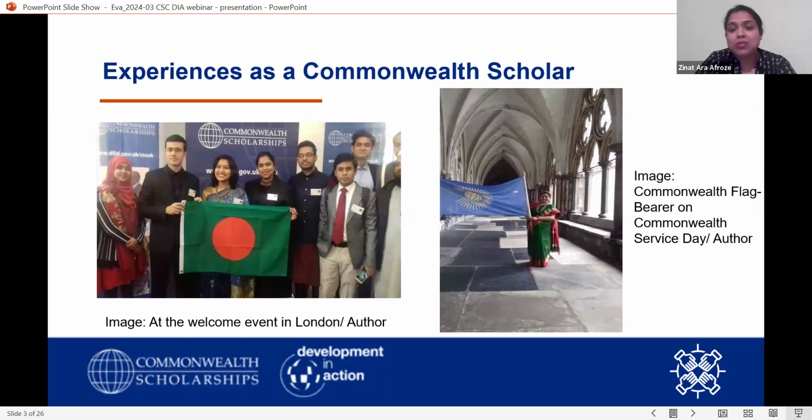These are some experiences as a Commonwealth scholar. As you can see in the photos, the left photo was from the welcome event in London in 2017. I'm not sure whether you'll be able to recognize me. I'm not the lady in the sari in the left photo; I'm just after her, on the right side, wearing a formal suit. In the next photo, I'm very proud to share that I was the Commonwealth flag bearer for 2017, and this photo is in Westminster Abbey. These were some memorable experiences.